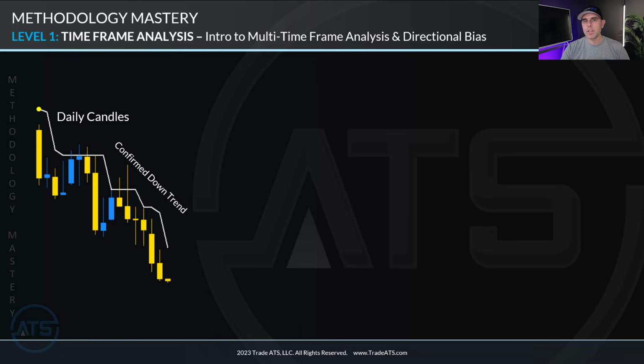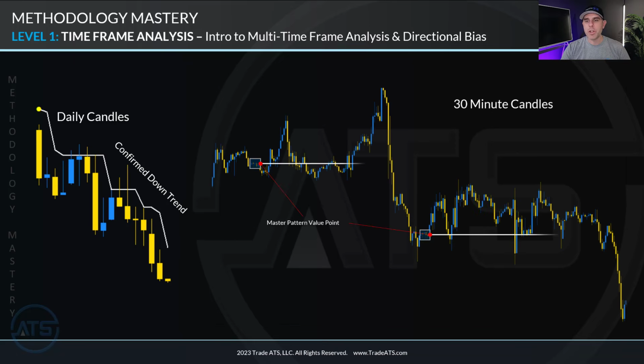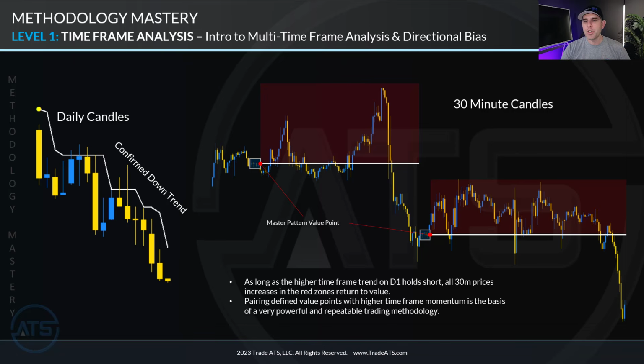So let's look at some lower time frame price action that happened within this trend. These are 30-minute candles, and you can see that we have two master pattern value points that had formed within the trend on the 30-minute chart. So when we look at the daily, we're going to have what we call a short directional bias, meaning we are only willing to sell the market if the daily is trending downward. When we get a master pattern value point or a contraction zone, that becomes a true market value that we're going to want to trade by.